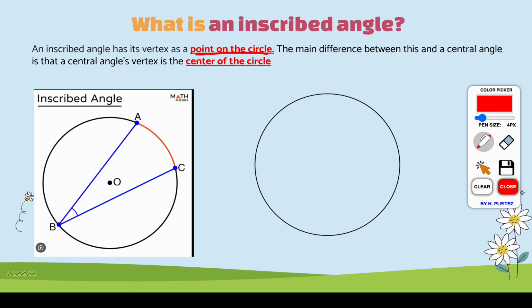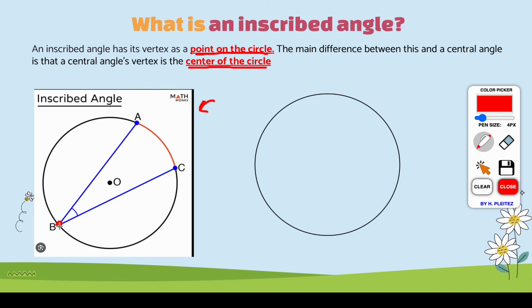Now, the other angle that we've learned about with circles so far is a central angle. And the main difference between an inscribed angle and a central angle is that a central angle's vertex is the center of the circle. So, we'll see an example of both of them in a diagram on the next slide, but there's an example of an inscribed angle in this diagram here.